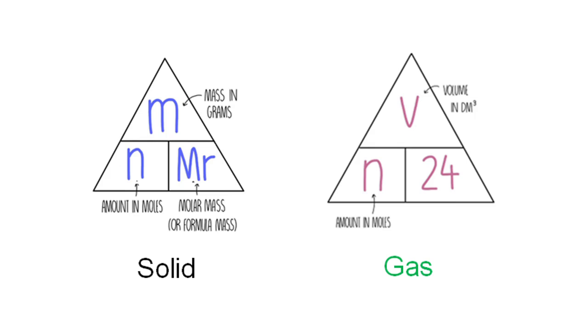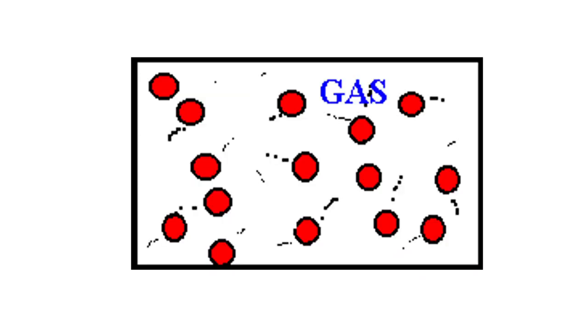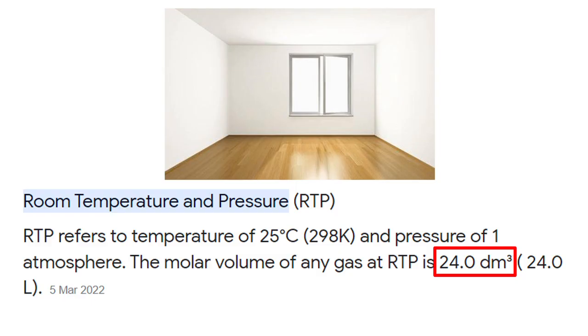Now we're on to solids and gases, and this will be asked a bit less frequently, okay, about gases, but they still come up a bit, okay? So here's a diagram of a gas, and the key point is this: 1 mole of any gas takes up 24 liters of space, okay?